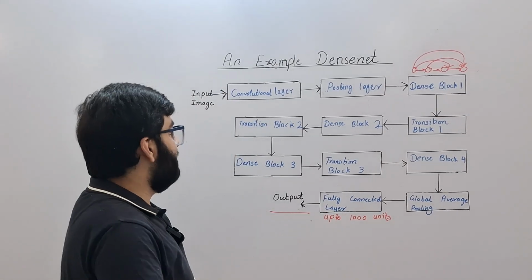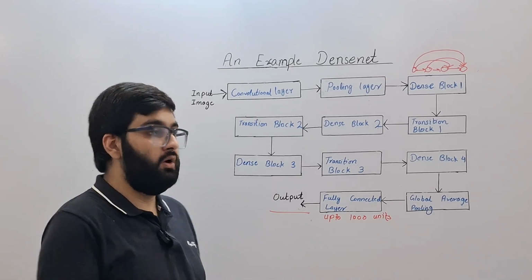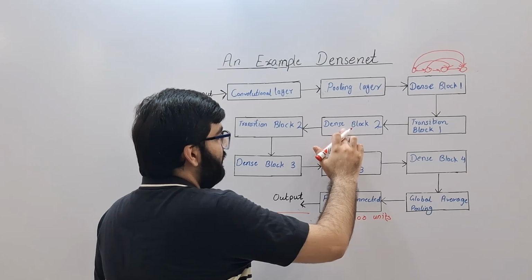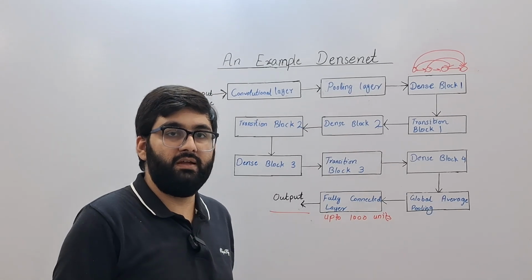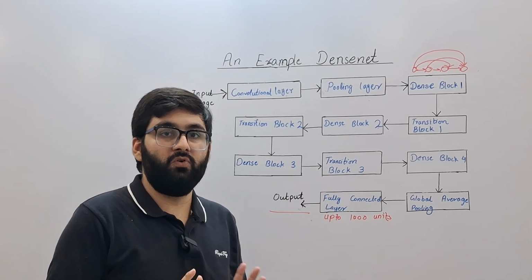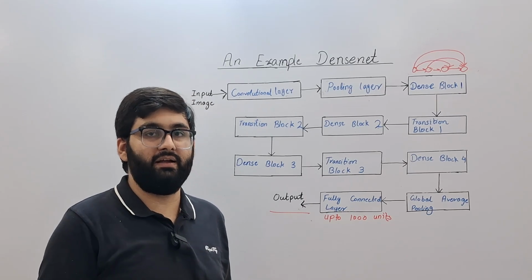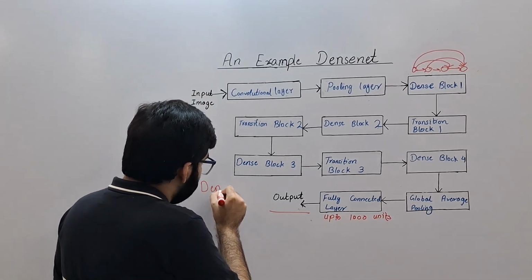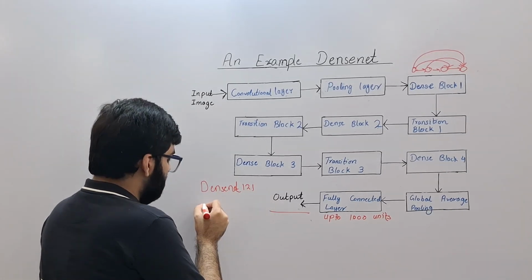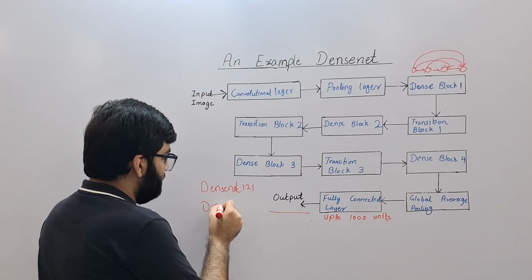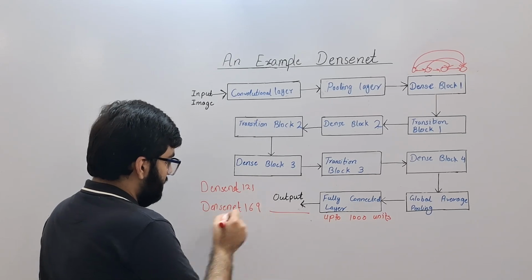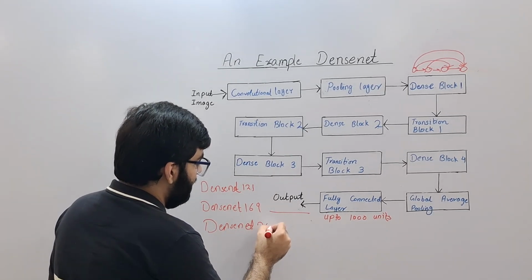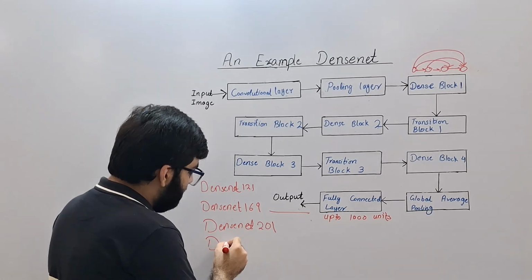Just by changing the configuration of this architecture, the number of layers in the dense block, the number of filters in those layers, we can come up with 4 state-of-the-art DenseNet architectures, which are DenseNet 121, DenseNet 169, DenseNet 201 and DenseNet 264.